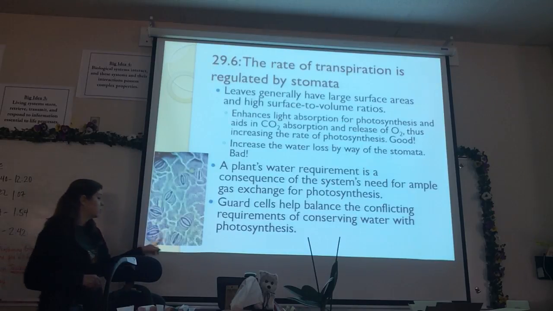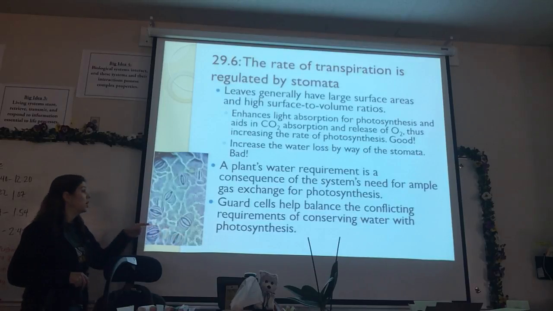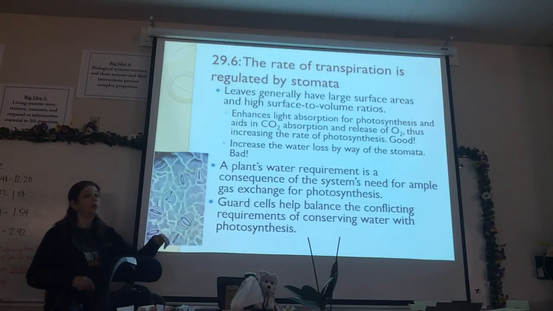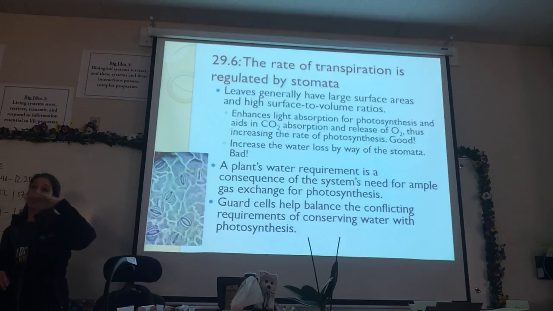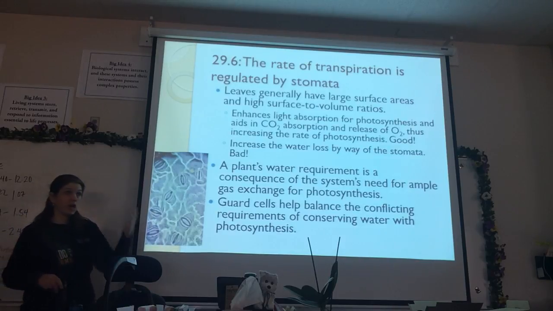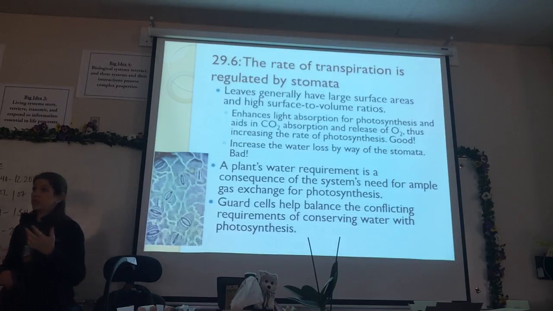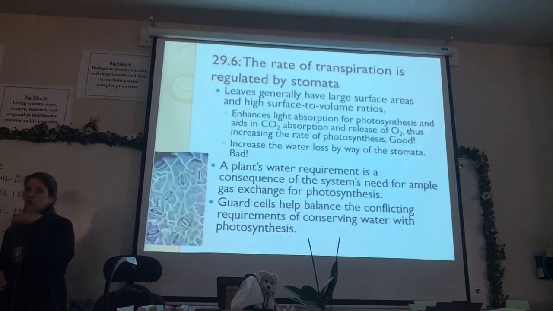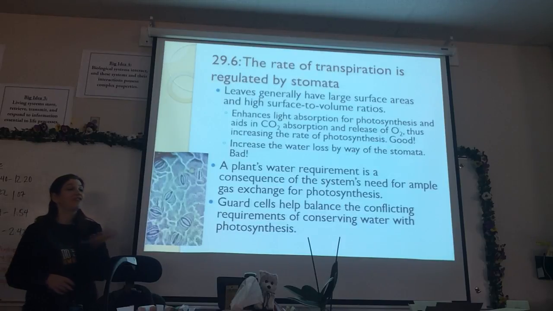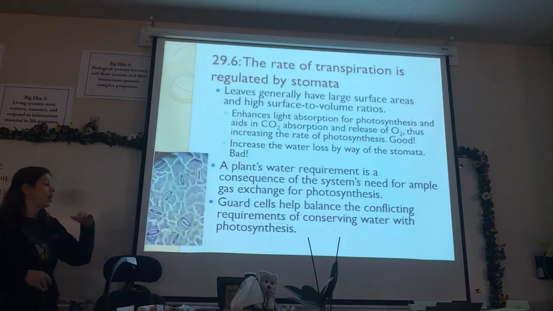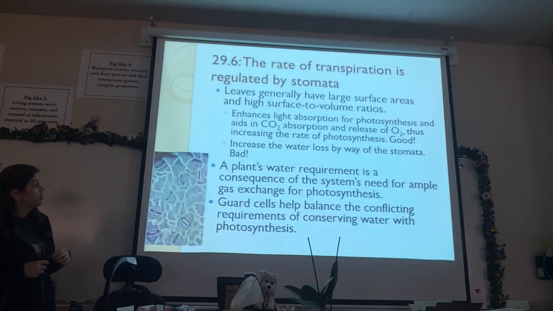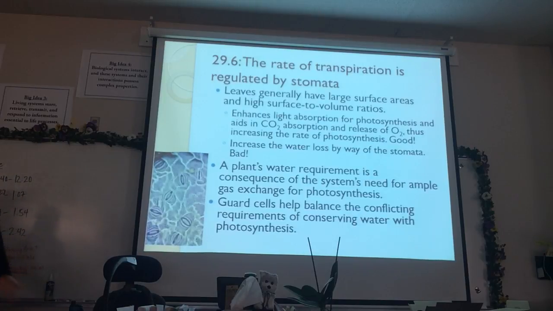And so this is just one of my leaf impressions from that lab we did back in the fall, where we calculated the concentration. And you might remember that we only found stomata on the bottom of our leaves. We didn't find them on top at all. And the reason is simply because you don't necessarily want the stomata on top where the sunlight is actually causing evaporation to happen even faster. And so they're all on the bottom. And so a plant's water requirement is the consequence of the system's need for ample gas exchange for photosynthesis.